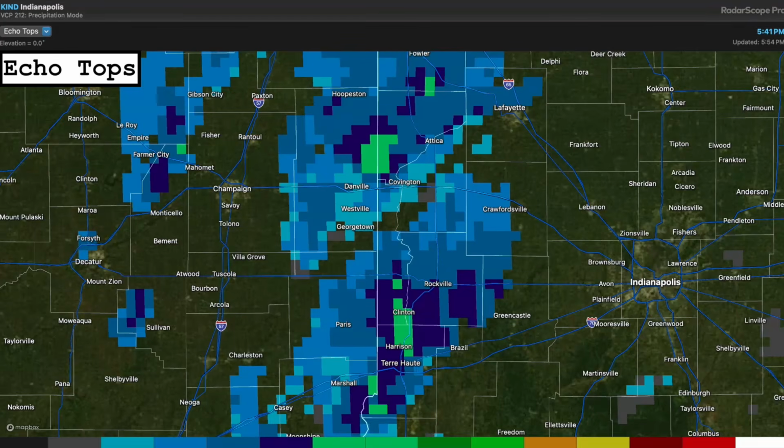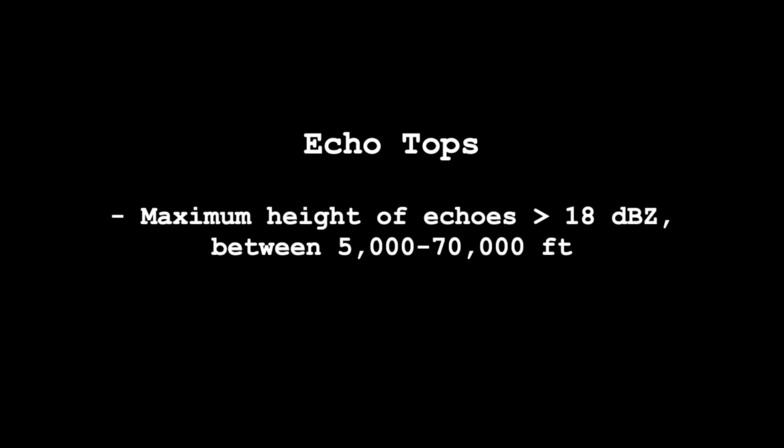Our next derived product is the EchoTops product. The EchoTops product gives the maximum height of precipitation echoes detected by the radar that exceed 18 dBZ between 5 and 70,000 feet above radar level. In essence, it estimates the height corresponding to the top of an area of precipitation, and it can be a decent proxy for how tall developing or ongoing thunderstorms are. The greater the EchoTops value is at a given point, the taller and stronger the updraft or storm is.